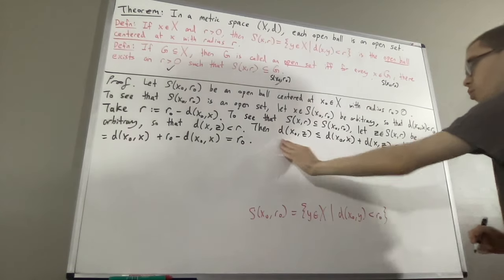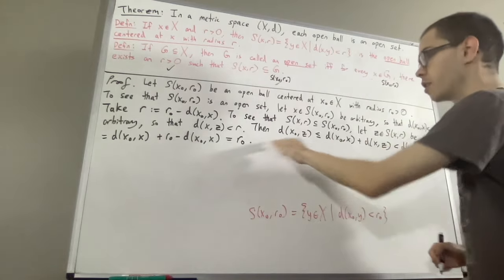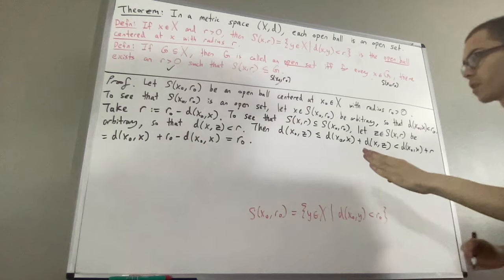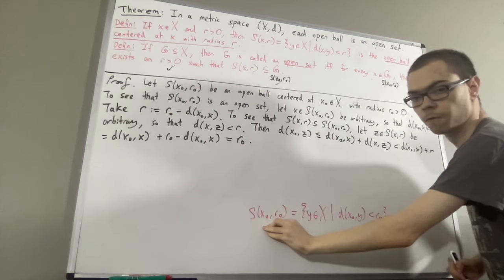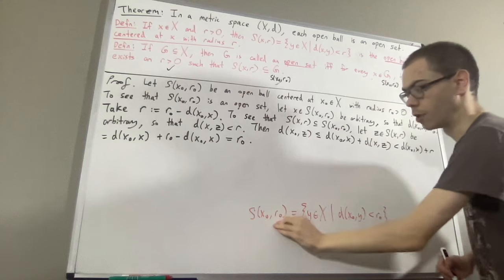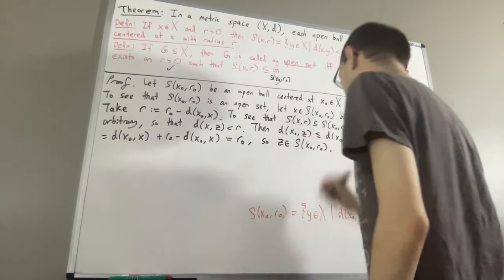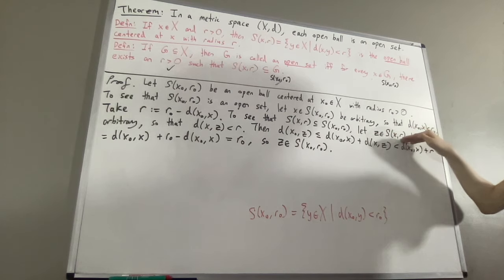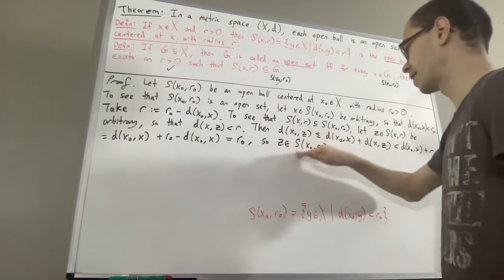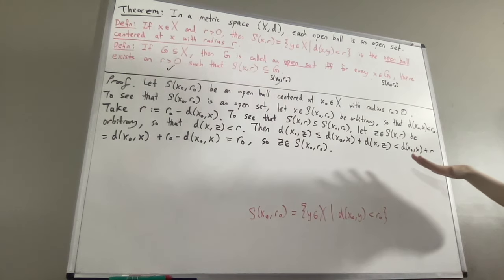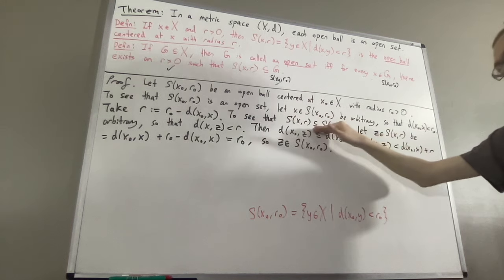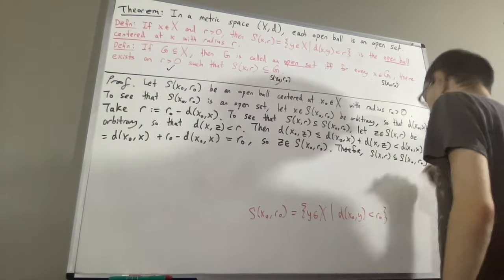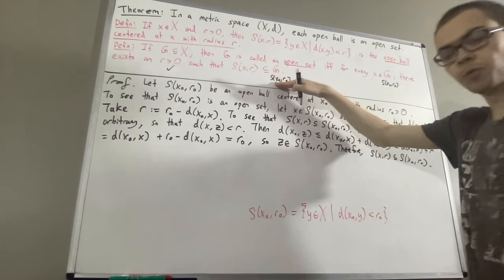So this shows through this chain that we have established here, the distance between x naught and z is less than r naught. So z satisfies the condition to be an element of this open ball, S of x naught comma r naught. So we have shown, given an arbitrary element z in S of x comma r, it follows that z is an element of S of x naught comma r naught. Therefore, S of x comma r is a subset of S of x naught comma r naught. And that is exactly what we wanted to arrive at.